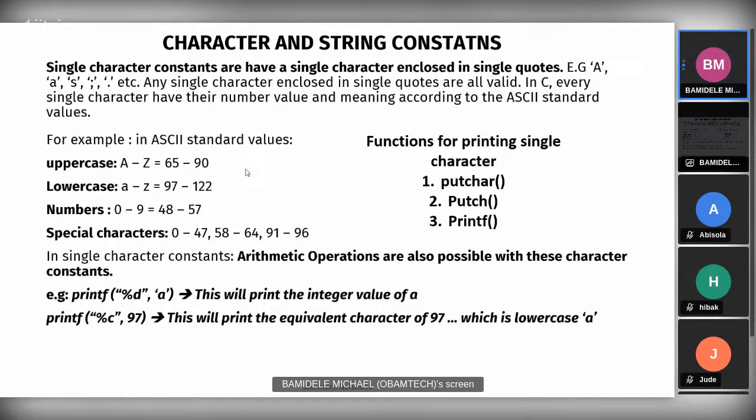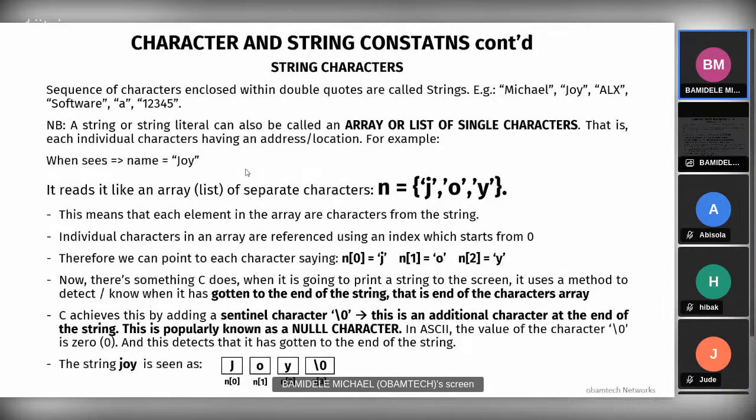Now, let's go to string characters. Strings simply refer to a sequence of characters enclosed within double quotes. They are called strings. So strings are just sequences of characters enclosed in double quotes. For example, when you have this word Michael in double quotes, it is called a string. So Michael is a string, Joy is a string, ALX is a string, software is a string.